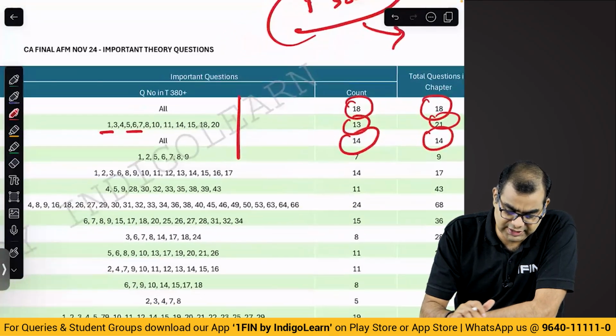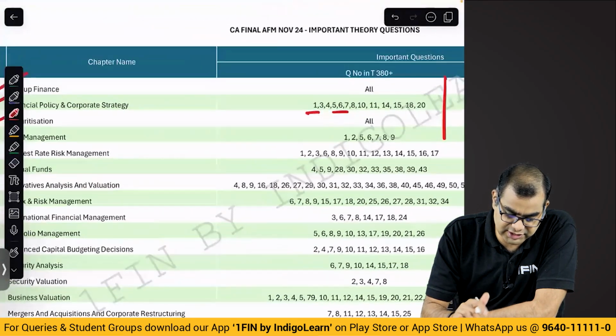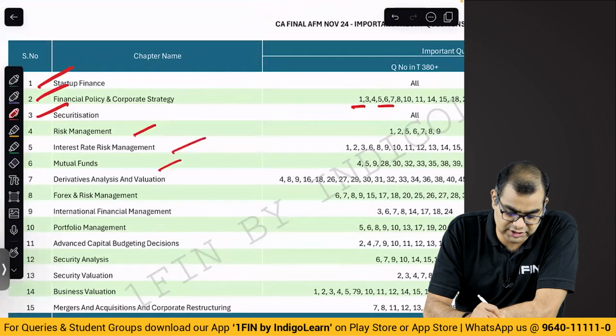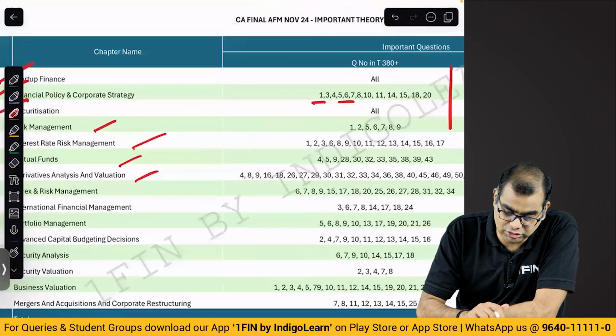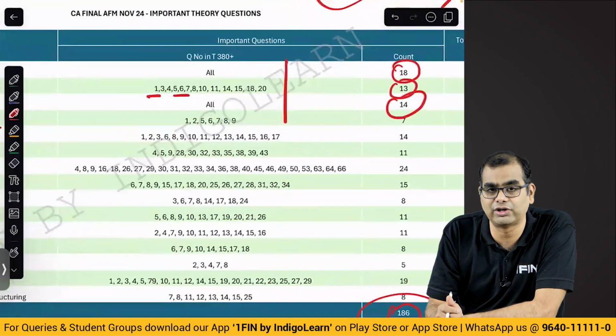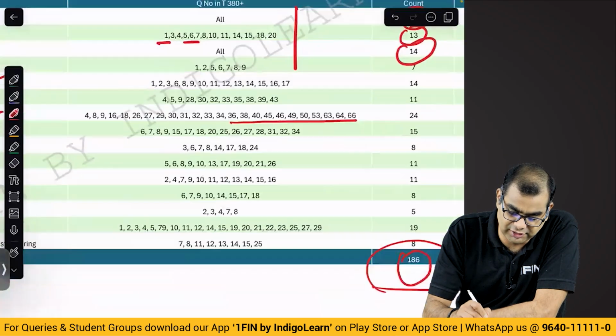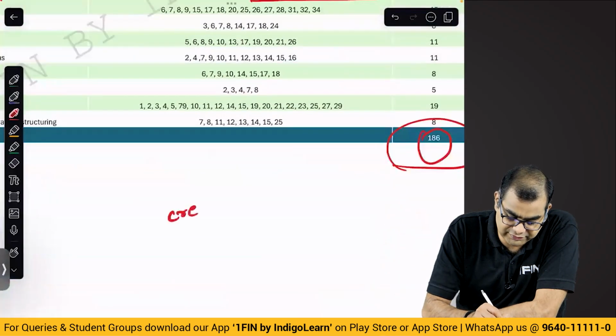Okay, this is first. Then next is the risk management chapter. You have a few important questions: interest rate risk management, mutual funds, derivatives. Now in derivatives, I was initially thinking of only 50 odd questions, but then I realized you have these entire topics of credit derivatives.